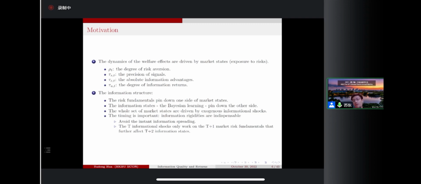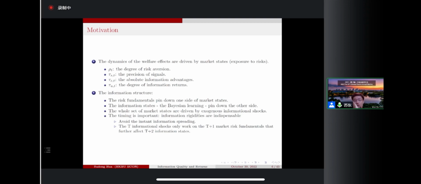Market states contain two parts. The first part is a set of parameters: the one rho and the three taus. These four parameters are very standard in the literature, so they are the risk fundamentals. The other part of the market states is the information states from Bayesian learning. The timing here is important because of the Bayesian learning, and I need information rigidities, and my time is continuous.